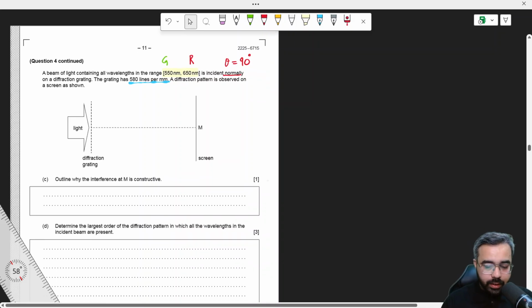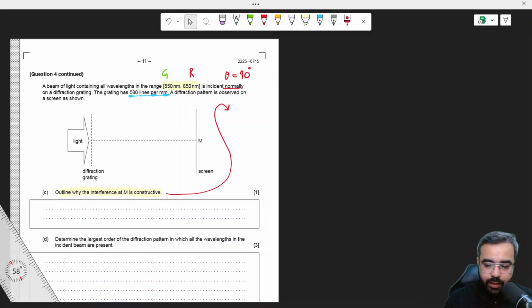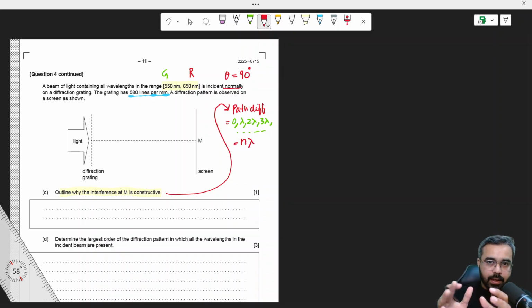Now, outline why the interference at M is constructive. Once again, yes students, you can connect the dots, right? The interference is constructive when the path difference is any one of 0, lambda, 2 lambda, 3 lambda, and so on. In simple words, it is an integral multiple of the wavelength, because only in that case the two waves meet in such a way that crest falls on crest and trough falls on trough. So that's why. But at M, why is it constructive?